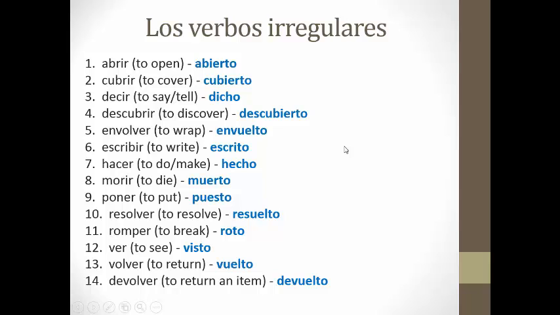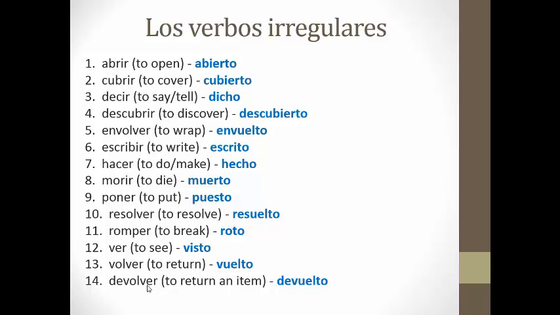Okay. One quick thing to note. Students have typically gotten these two verbs mixed up. Notice that volver is to return. Its past participle is vuelto, but to return an item is devolver, devuelto.